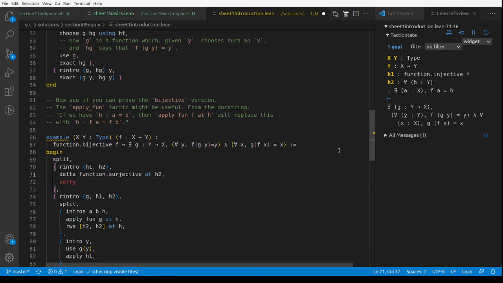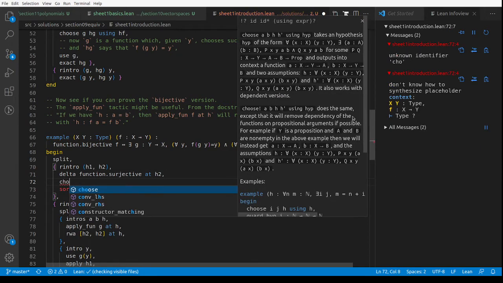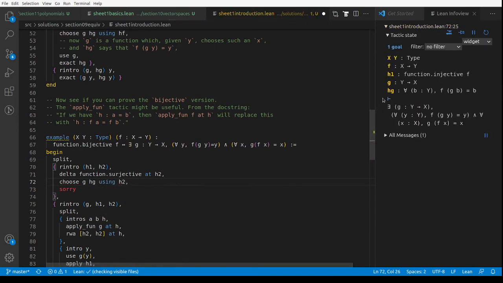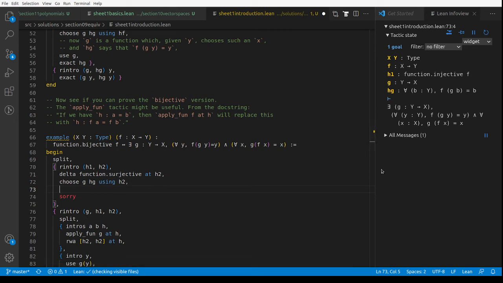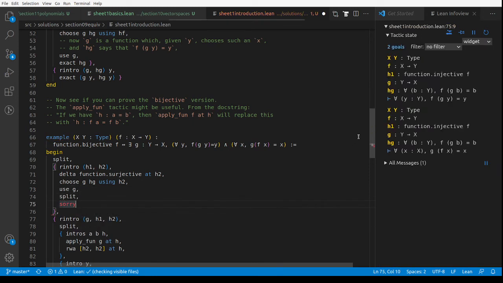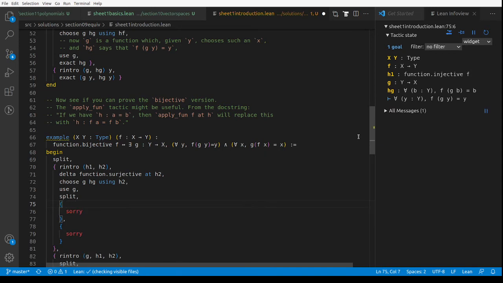So we need to use a tactic I've not talked about before, the choose tactic. So we can choose g hg using h2, and there it is. g is the function from Y to X, and hg is the hypothesis that for all b in Y, f of g of b is b. So now what? So we're trying to prove that there exists a g such that blah blah blah, and now we have it, so let's use that g. And now I've got to prove two things. That it's a left inverse and a right inverse.